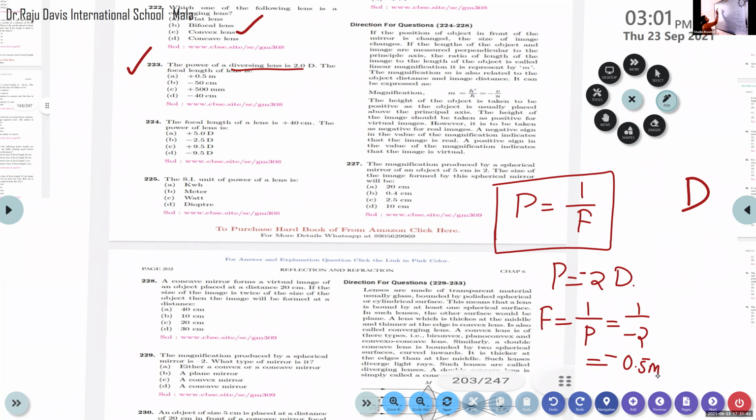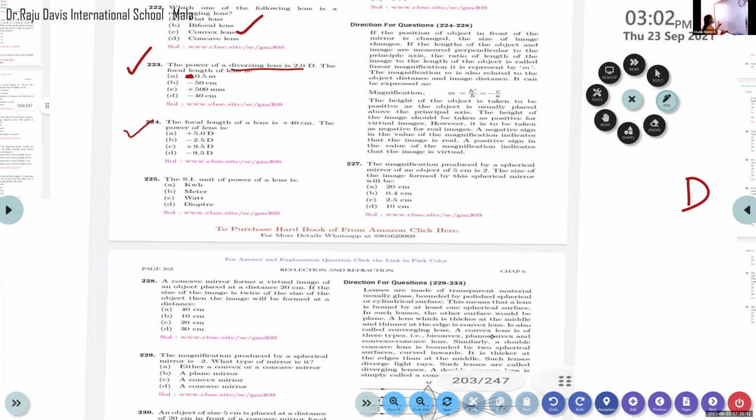Here actually the option given is positive 0.5 meter. It is wrong. The correct answer is negative 0.5 meter. Clear? The next question, 224. The focal length of a lens is plus 40 centimeter. Then calculate the power of lens. So actually the question is reversed. The focal length is given. You are asked to find out the power. Focal length of a lens is plus 40. Then students, can you identify the type of lens?